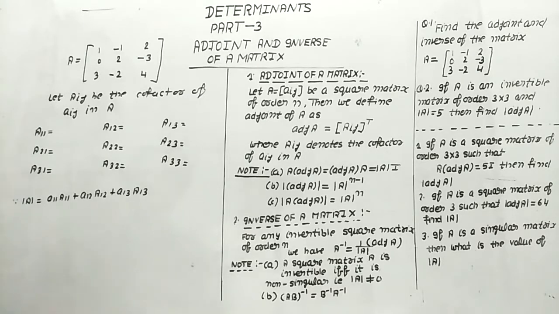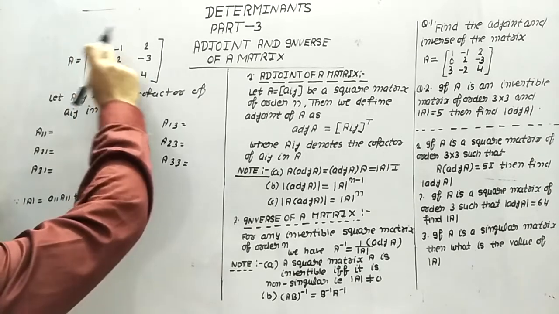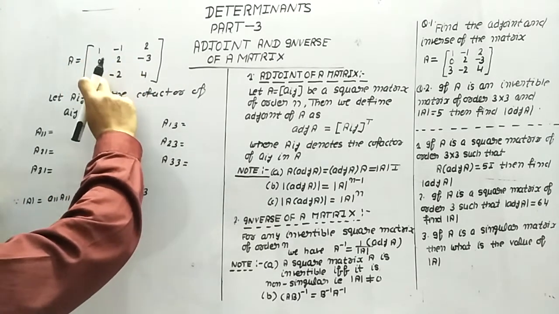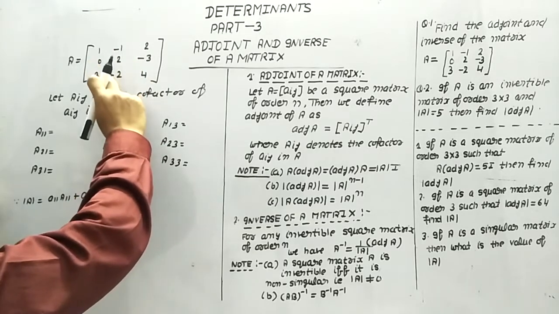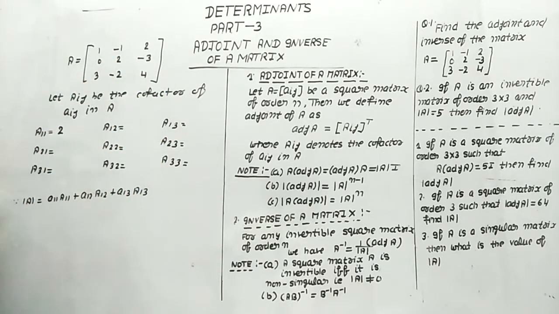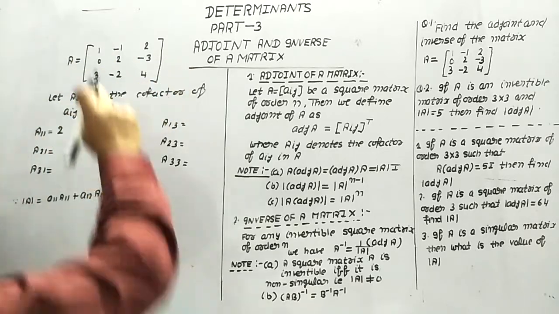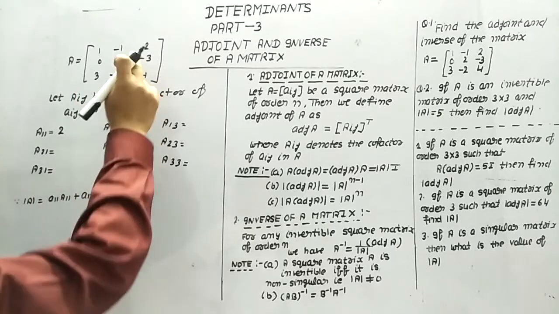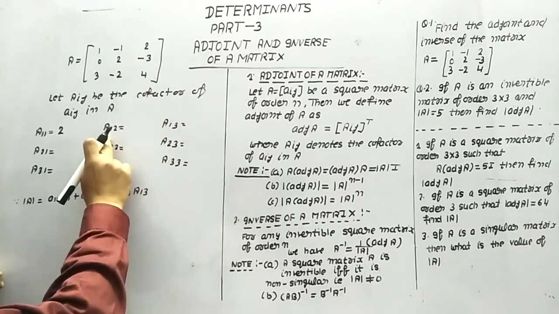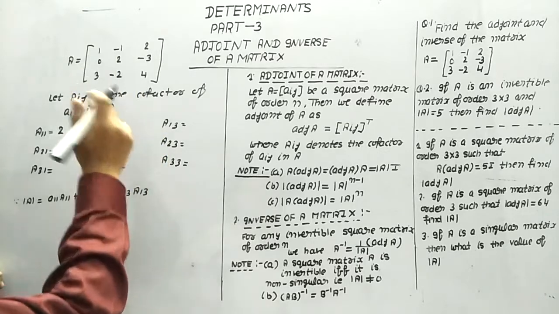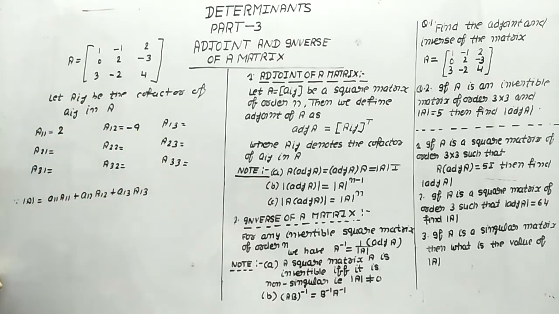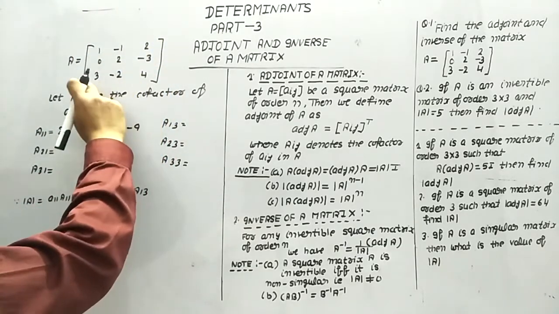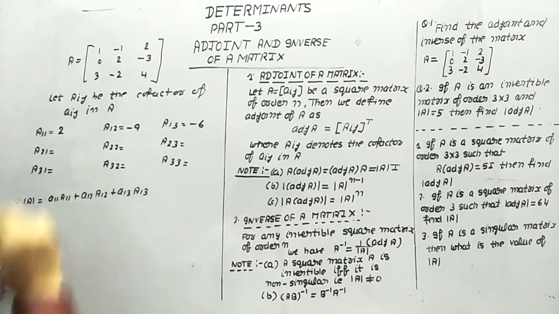Now look at A11. It means eliminating the first row and first column, then cross multiplying: 8 minus 6, which is 2. In the same way, A12 means first row, second column. This is 0 minus 9, which is minus 9, but because of minus 1 raised to power 1 plus 2, this becomes minus 9. In the same way, A13, first row and third column, 0 minus 6, which is minus 6.